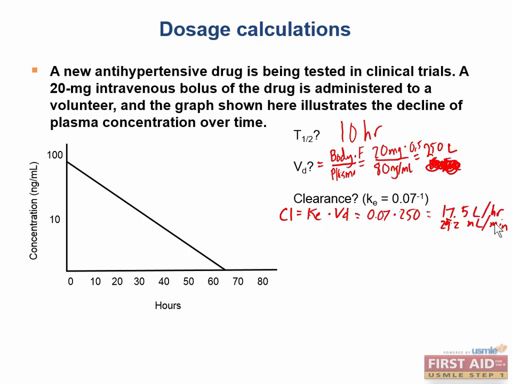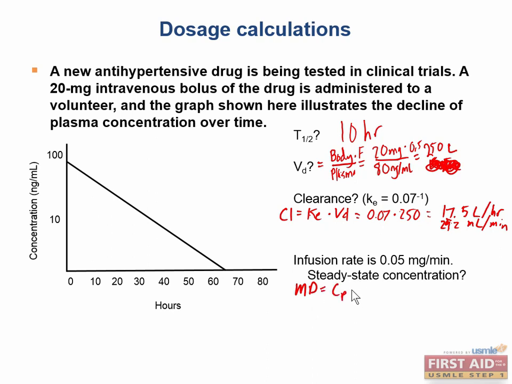So now let's say that we infuse the drug at a rate of 0.05 milligrams per minute. What will the steady state concentration be? Do we have all the tools to answer this? Well, we do. We need to remember that for constant IV infusion of a drug, the maintenance dose is equal to the plasma concentration target that we're trying to achieve times our clearance.